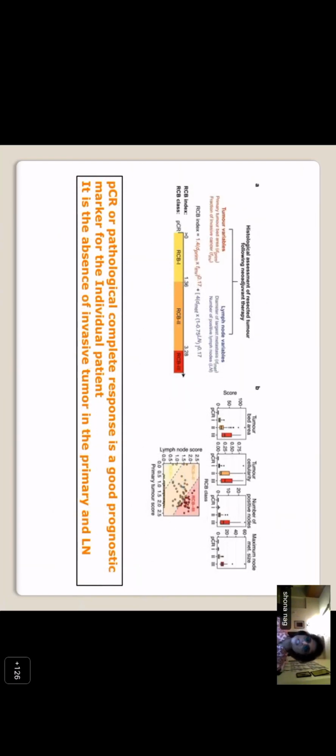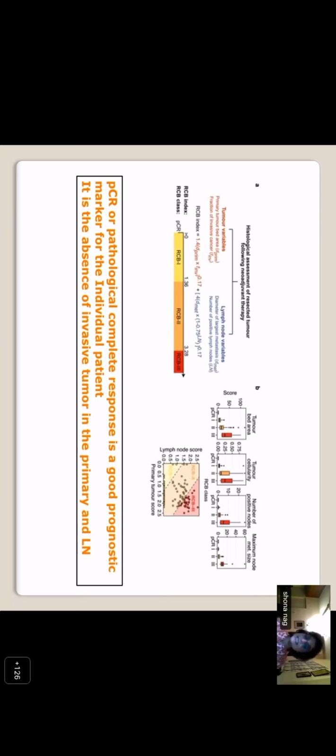So pathological complete response is an excellent prognostic marker for the individual patient. Unfortunately, on a trial level, it has not shown a great correlation with event-free survival. But for that one patient who gets a pathological complete response, you do know that their long-term prognosis is exceptional, and they are more likely to get cured.